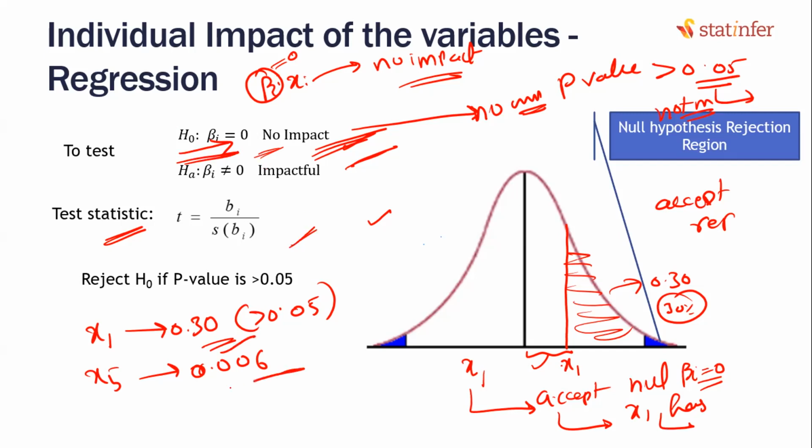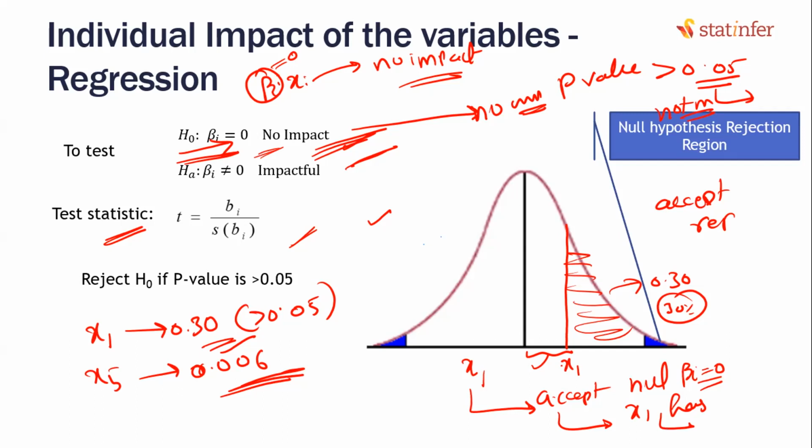Come to the x5 variable. For the x5 variable, the p-value is 0.006, a very, very small number. Are you going to accept null or reject null in this case? If the p-value is very less, think about it, all of you. That means what is expected and whatever we got are far away from each other. If expected and the result are far away from each other, are we going to accept or reject the null hypothesis? Reject it. Reject the null hypothesis.